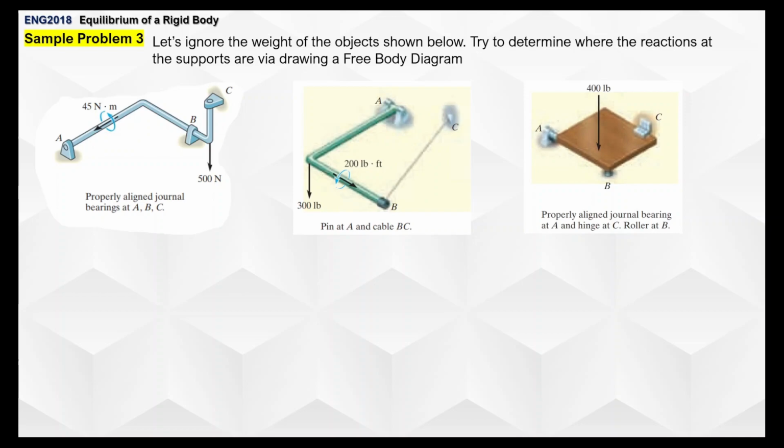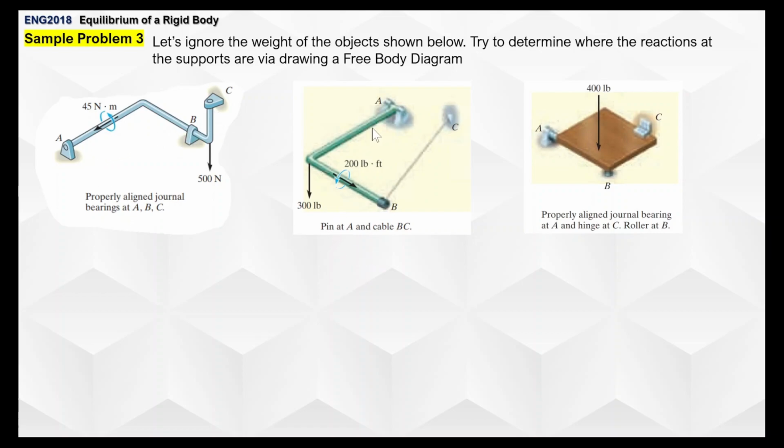So, let's try to apply some practice, some warm-up sessions muna na sample problems so that we know how to do yung free body diagram, at least for 3D. It's just a matter of orientation lang naman. So here, we just gotta ignore muna the weights of the objects shown below. Let's try to determine where the reactions are, the supports, via drawing the free body diagram. So we have a properly aligned journal bearing at point A, B, and C.